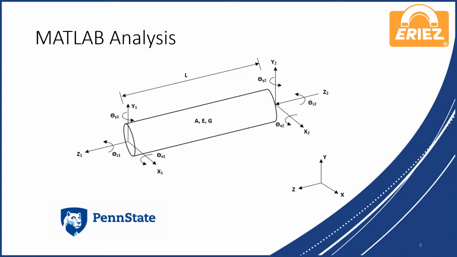The MATLAB code discretized the shaft into several elements to account for the stiffness of the shaft and calculate bending modes. As shown in the figure, each element has its own stiffness, coordinate systems on each end, and dimensions.